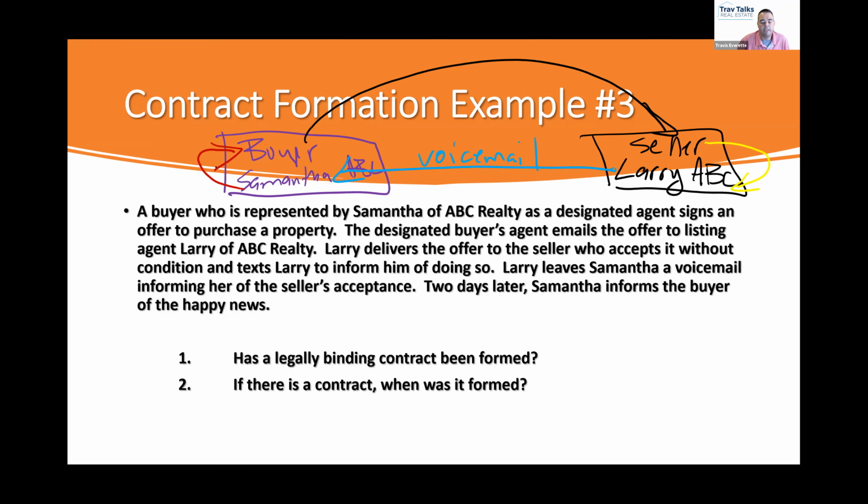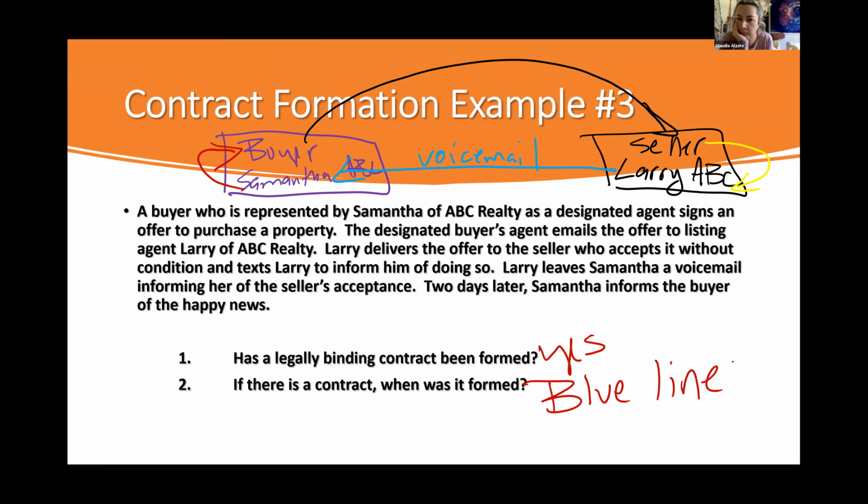So talk to me. Yellow line, blue line, burgundy line, or not a contract at all? Which one is it? Contract. Blue line, the voicemail. Yes, a contract. That makes sense for everybody? Because as Grant said earlier, when designated dual agency, don't we just treat them like it's two separate firms? That's exactly what we do.